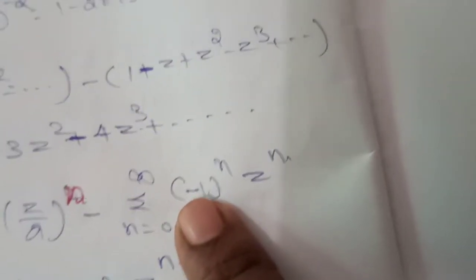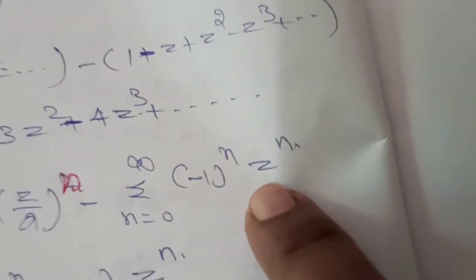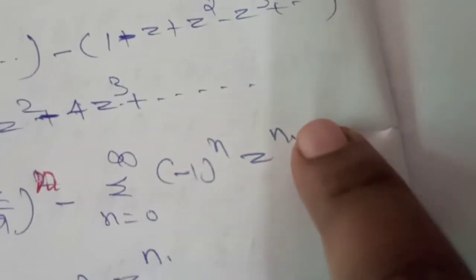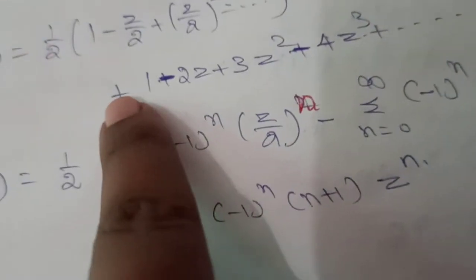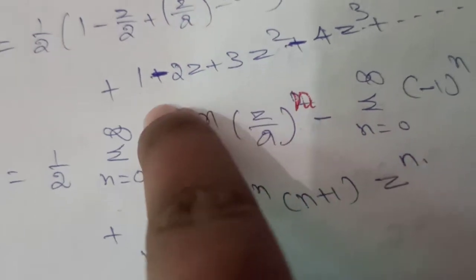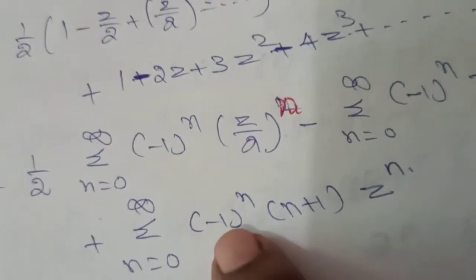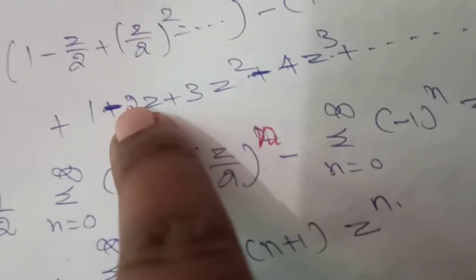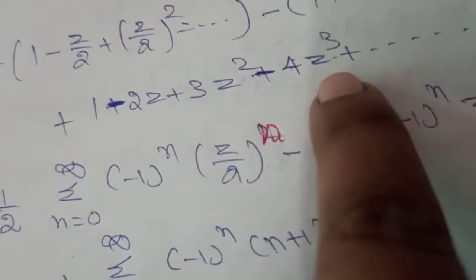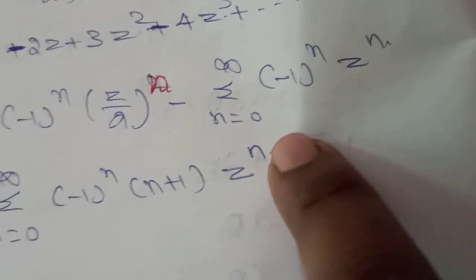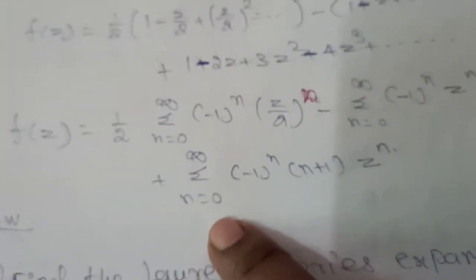Here the alternating sign plus, minus means that the nth term is (-1)^n times the variable z to the power 1, 2, 3, that is z^n. And next we go to this term, which can be written as summation of n equal to 0 to infinity for the alternating series. We can write (-1)^n times (n+1) times z^n. Okay, so this is the answer to this problem.